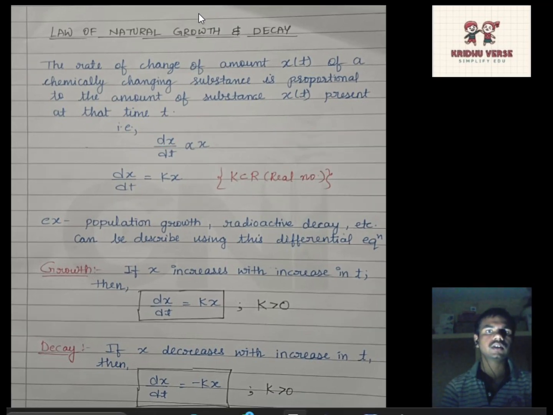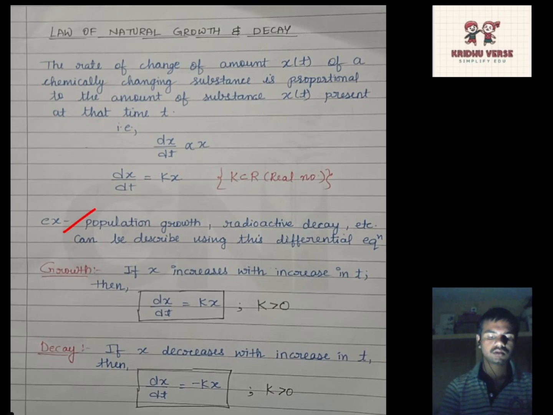Exponential growth and decay, we can take examples such as population growth and radioactive decay. These can be examples of the law of natural growth and decay because they can be described by a differential equation.